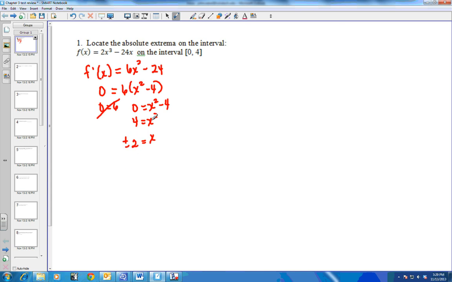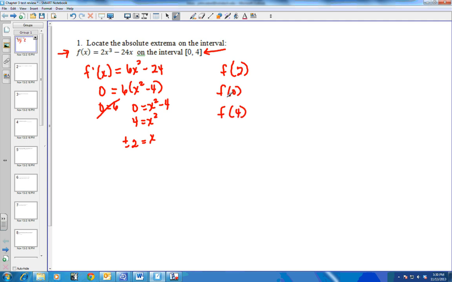Now here's the deal. So I have critical points at plus and minus 2, but I only care about this interval. The interval starts at 0, ends at 4. So I don't have to worry about this negative 2. Now when we want to find the absolute extrema, this is that very first section that we did, where now we're going to check our critical points. I'm going to check f of 2, and when I say that, I'm plugging it into my original equation. And then I need to check my endpoints.